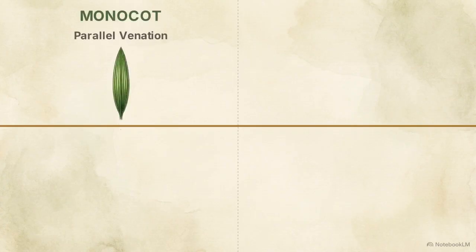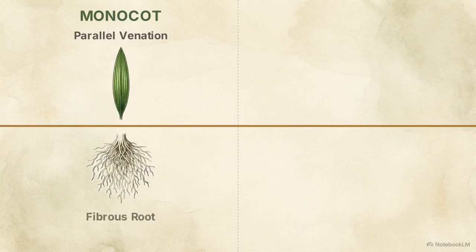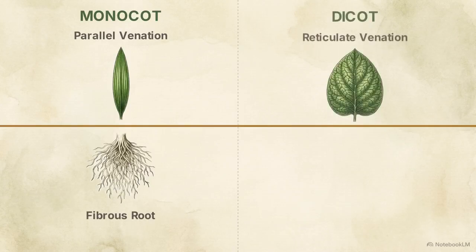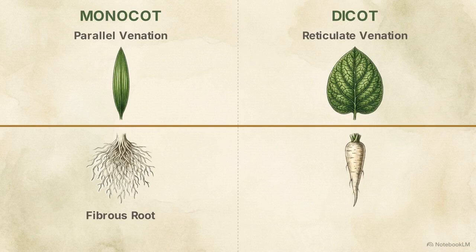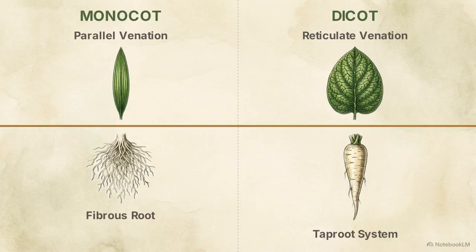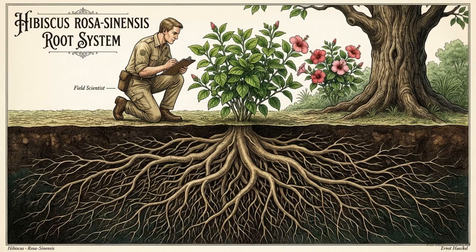Panning beneath the soil on the left, parallel venation correlates to a fibrous root system, a dense cluster of thin roots spreading shallowly. On the right, reticulate venation reveals a taproot system, featuring one thick central root growing deep into the earth. Careful observation of visible, above-ground features allows scientists to accurately predict biological structures buried deep in the dirt.